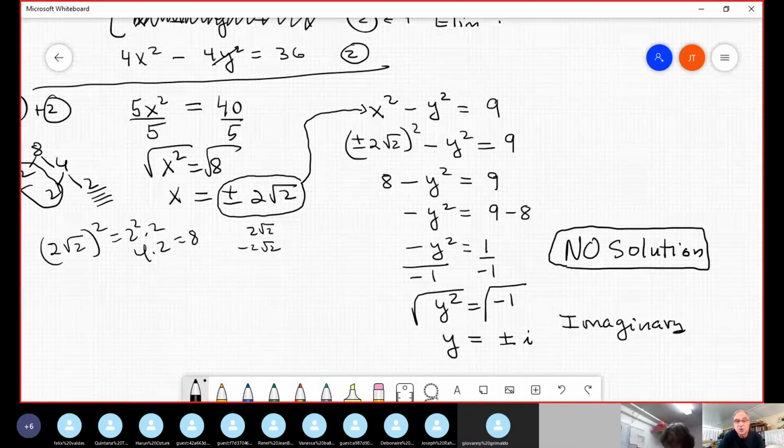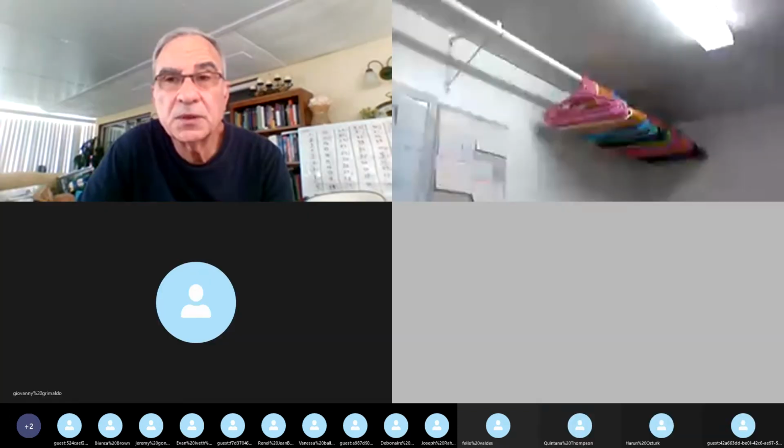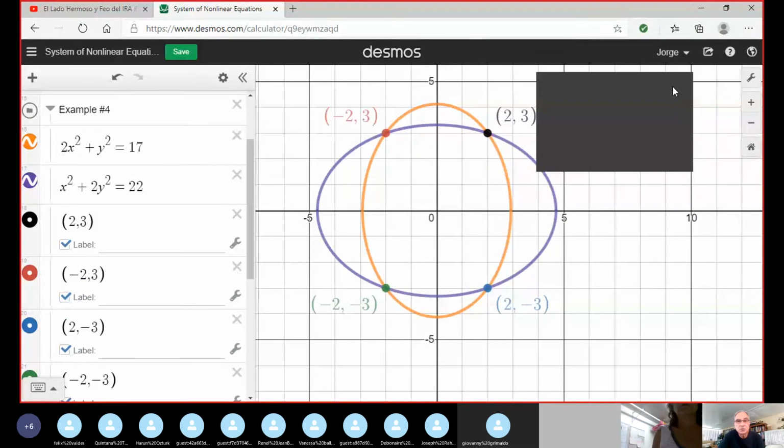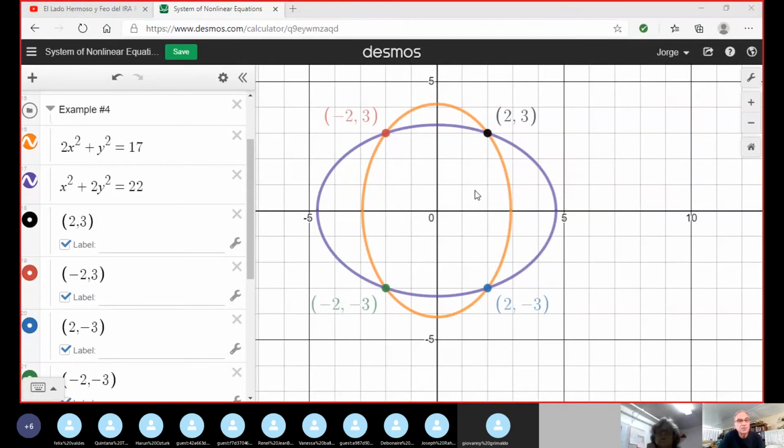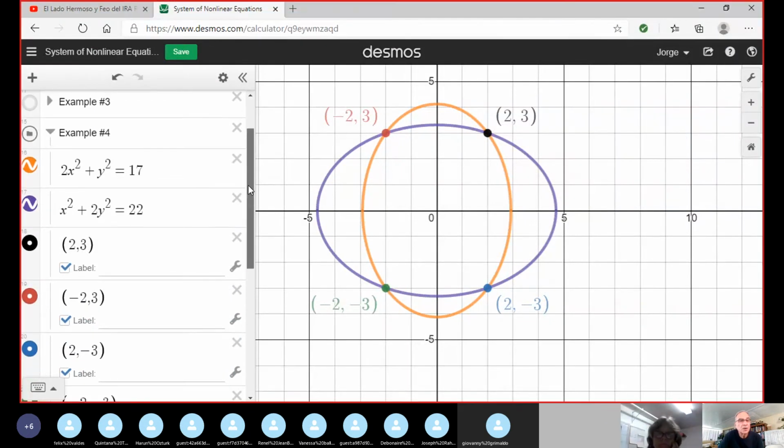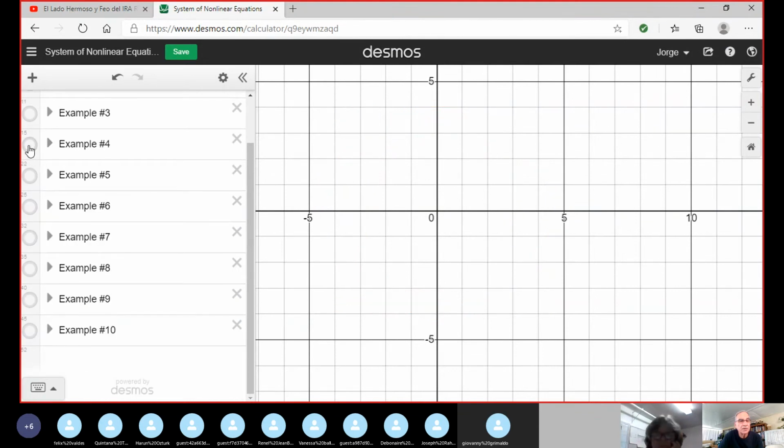Okay, so I switch into Desmos. Switch it to decimal. Okay, I switch it to decimal. You see decimal now? This was example 4, now 5.